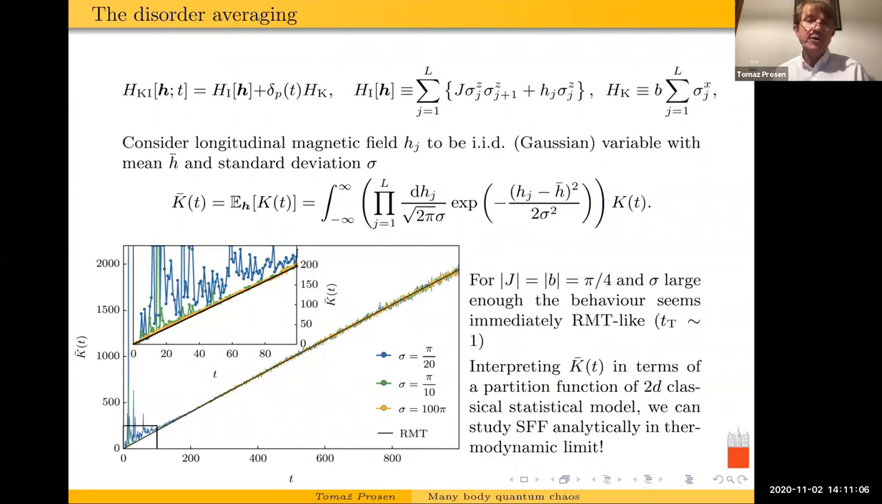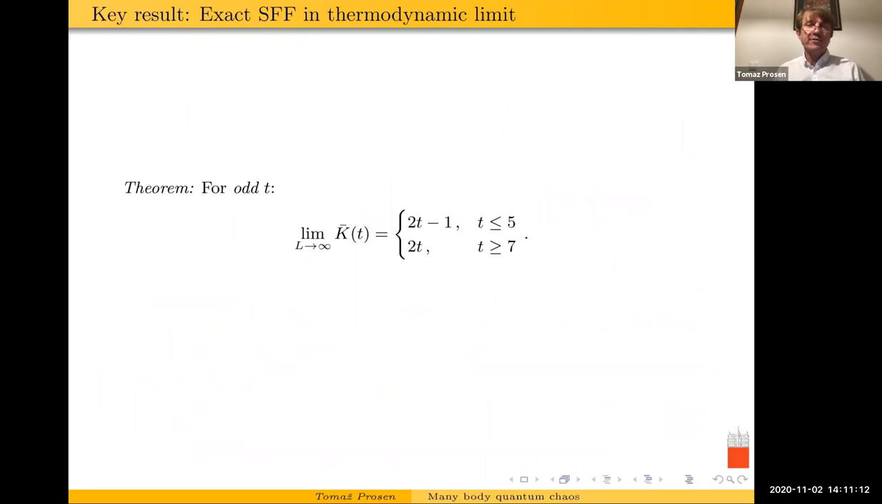Before showing you how to do that, let me just right away write down the result. I will not go through the details of the proof, but this is the result that we have been able to show, namely that in the thermodynamic limit, the ensemble average spectral form factor is equal to t for times long enough, larger than 7.